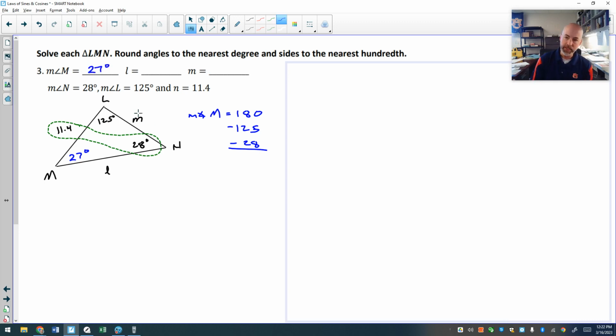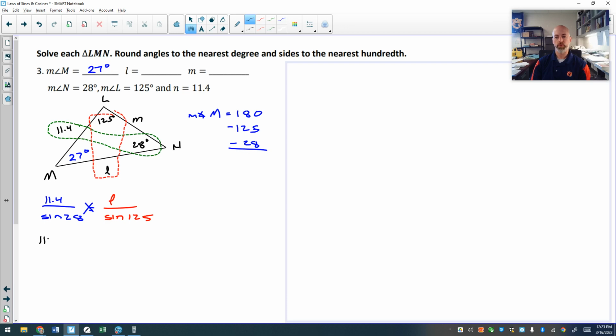Now, to solve for M and L, we will have to set up the law of sines. And so to set up the law of sines, again, you want to use given information. They gave me 11.4 and 28. So I'm going to start with that, 11.4 over the sine of 28 is going to equal, and I guess I'll go ahead and solve for side length L. So I'll do side length L over the sine of 125. And then we will cross multiply and solve that.